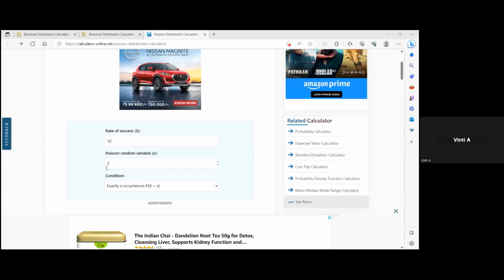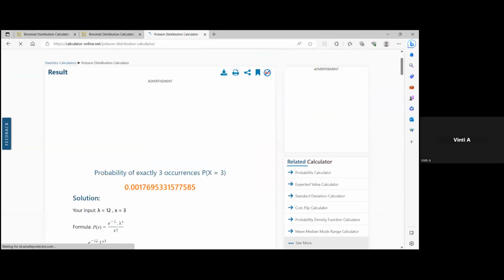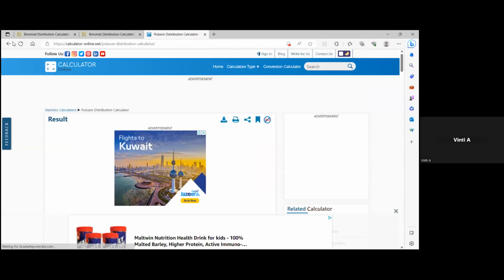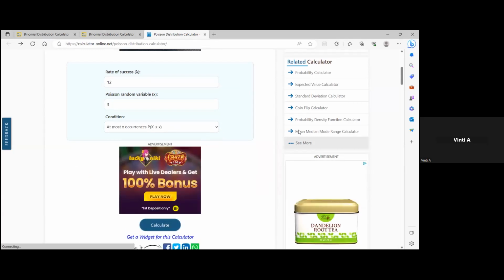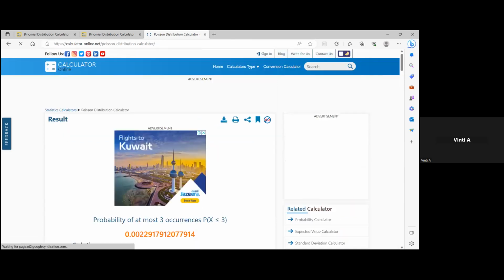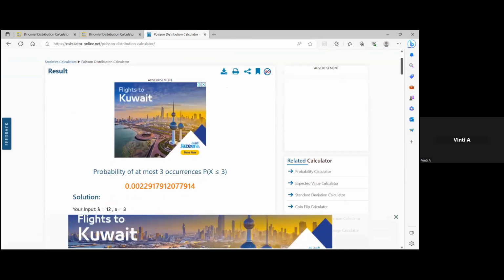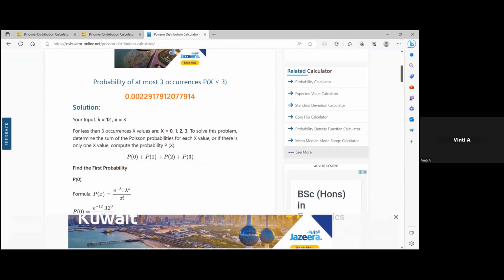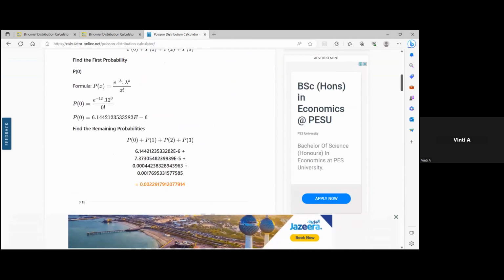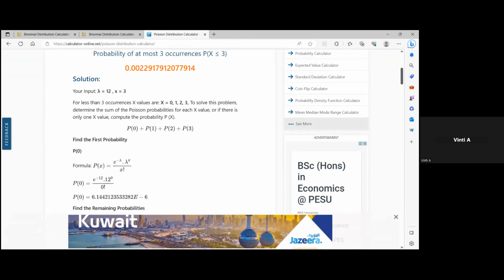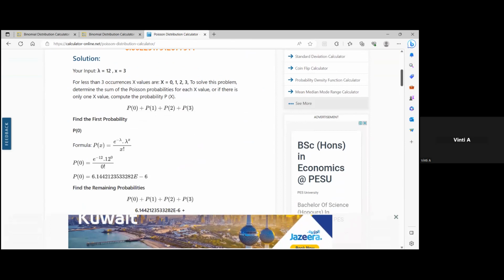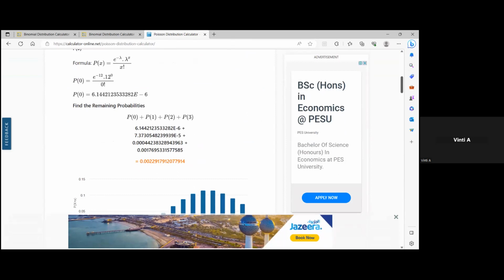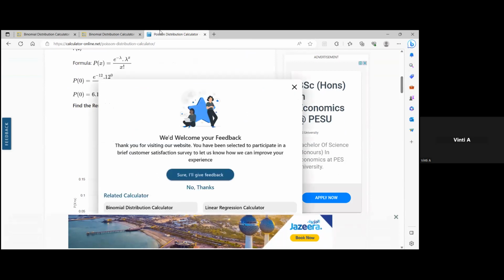In this case, lambda is 12. I was looking at exactly 3. I can always do less than or equal to 3. And in this calculator, they actually give you the entire calculation. Probability of at most 3 occurrences, so it is P0 plus P1 plus P2 plus P3. They calculate all of this and then it comes out to this answer. Everybody can see? Okay, let's try an example.